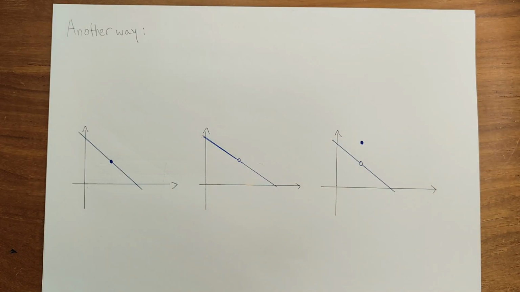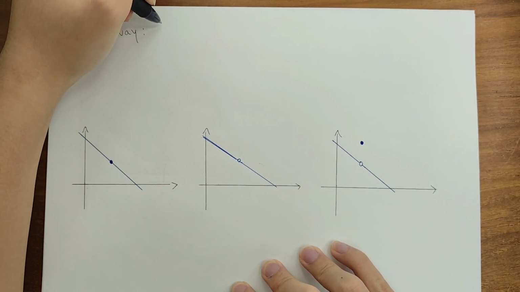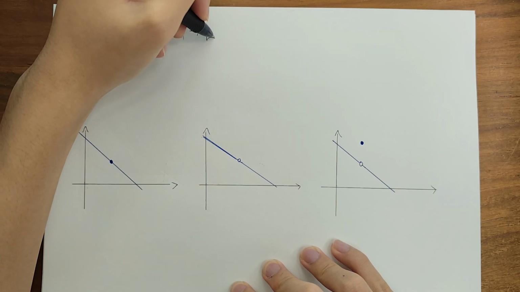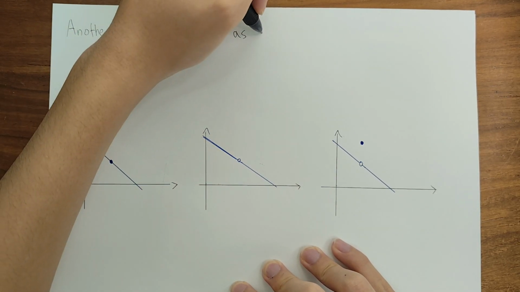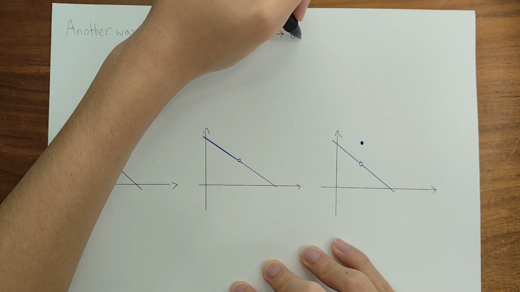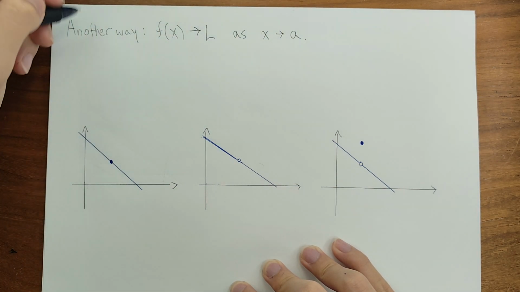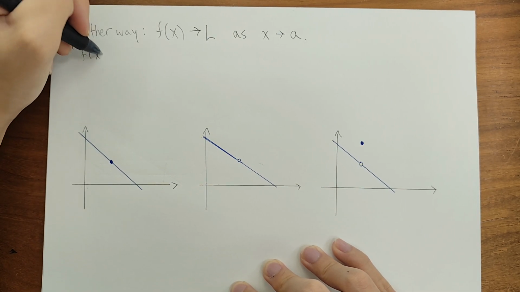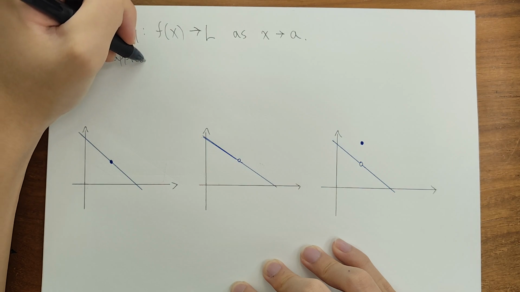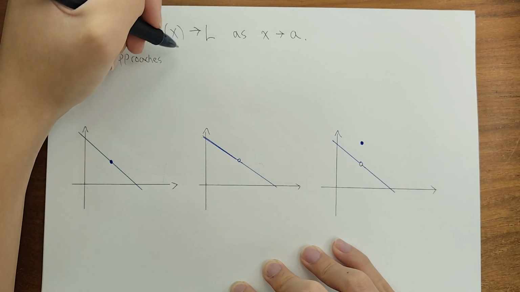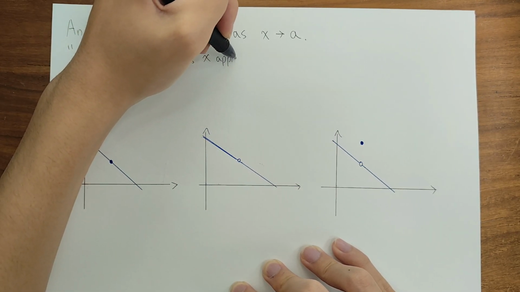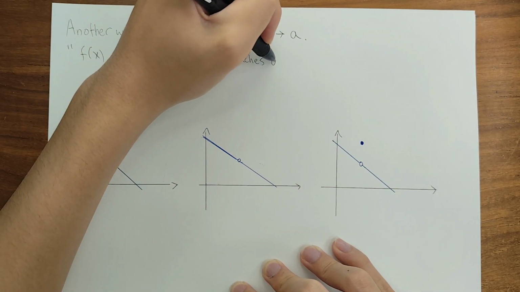Okay, so another way to represent a limit is like this. We write f(x) approaches L as x approaches A. So what this means, we can say f(x) approaches L as x approaches A. Alright.